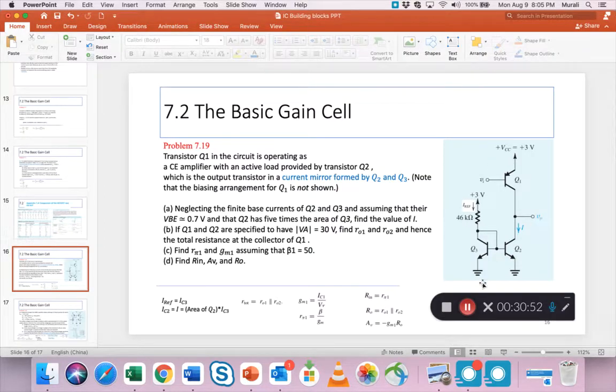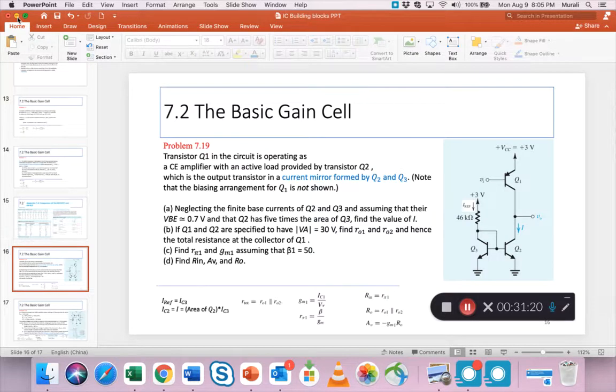Then for the whole amplifier, our input is R pi 1, our output is nothing but R total, this RO1 parallel RO2, and the overall gain, not the intrinsic gain, but the overall gain of the amplifier is minus GM1 into RO. Okay. So this is to answer C and D.